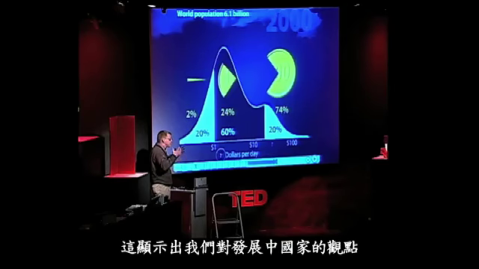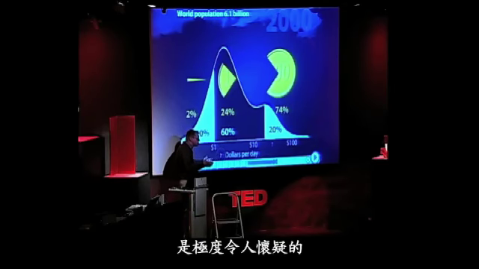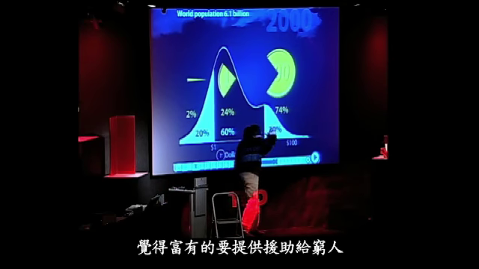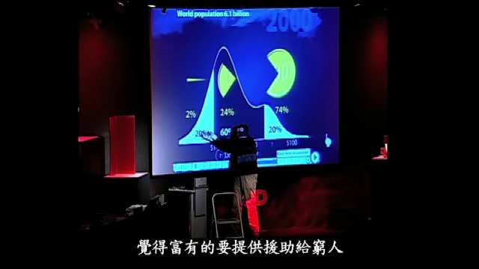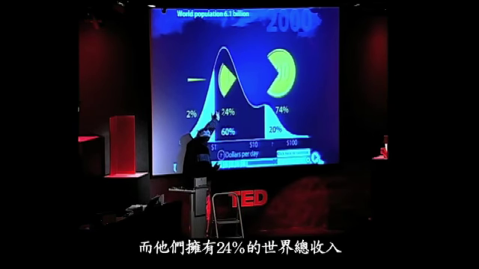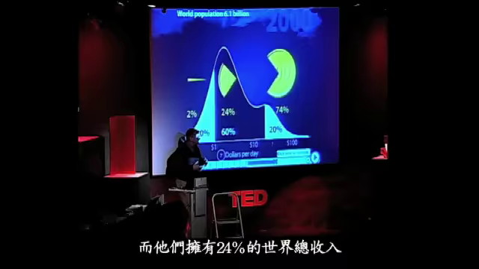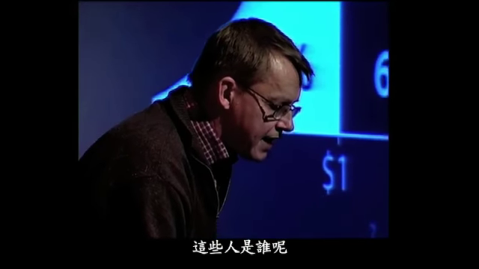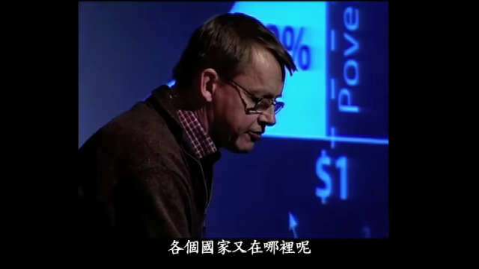And this shows that the concept developing countries is extremely doubtful. We sort of think about aid, like these people here giving aid to these people here. But in the middle, we have most of the world population. And they have now 24% of the income. We heard it in other forms. And who are these? Where are the different countries?